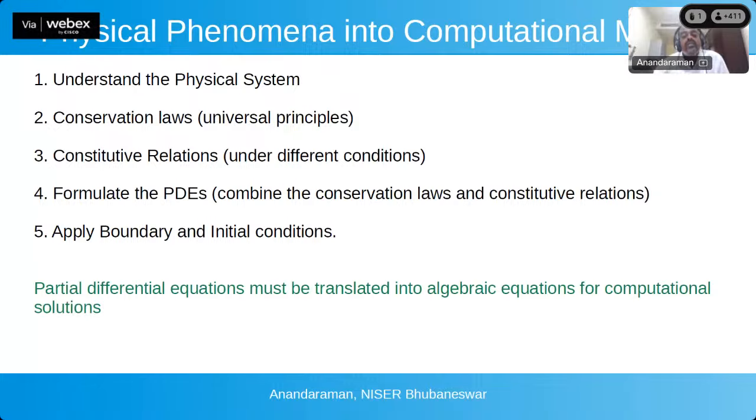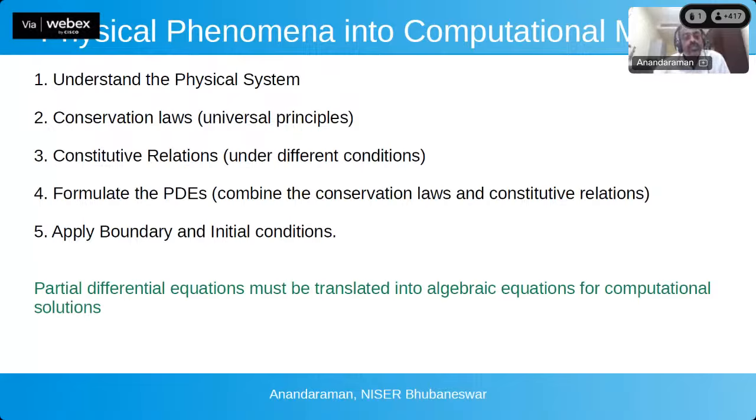But a partial differential equation cannot be directly solved by a digital computer. It can be solved by an analog computer, but it cannot be solved by a digital computer. So in order to solve the partial differential equation, we are again converting it into an algebraic equation. The partial differential equation must be translated into an algebraic equation for computational solution. An algebraic equation can be solved using a digital computer, so this is the process.